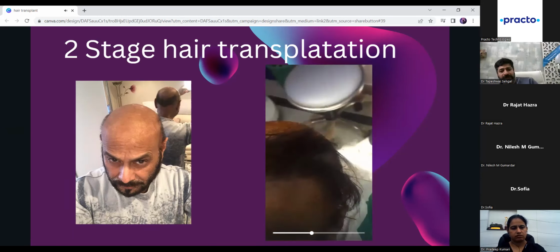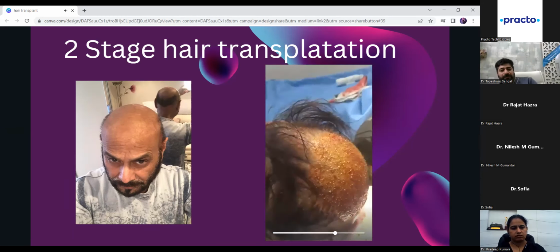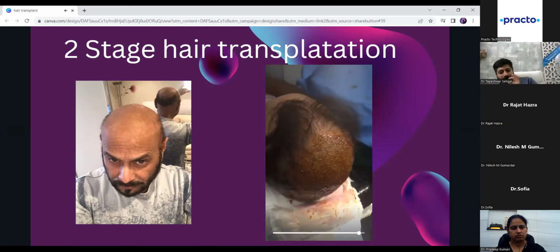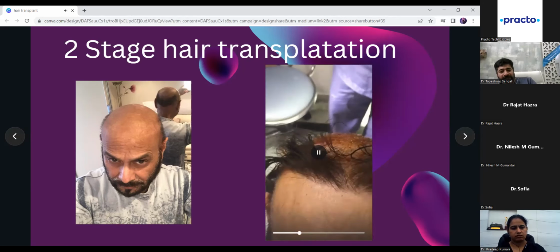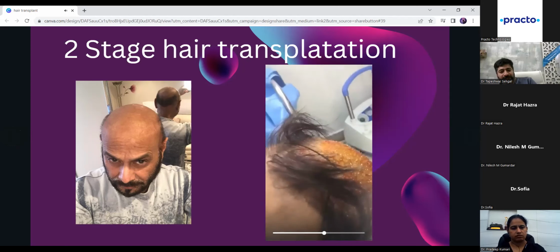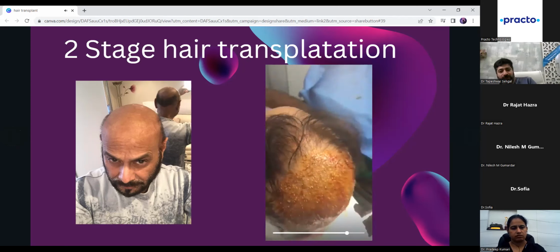For the second stage, the extraction was from whatever hair we could take from the occiput area, and the rest of the hair was added from his beard area. Luckily, he had a very thick beard, so we could do this. The second stage has been done just last month. The first stage hair growth you can see.